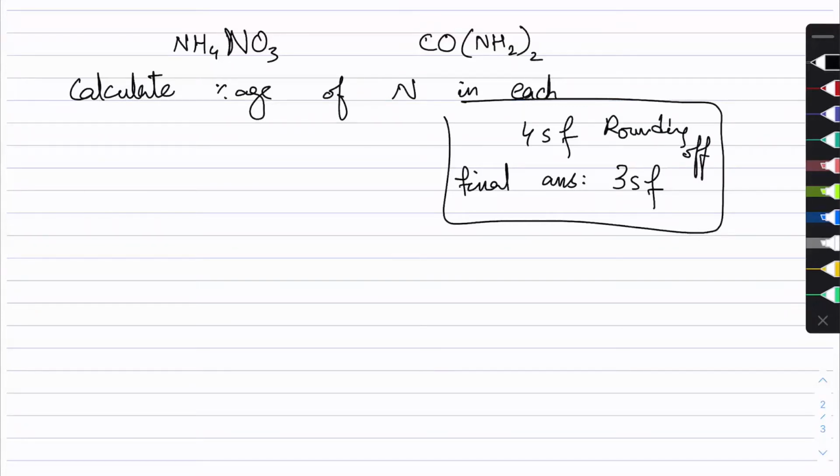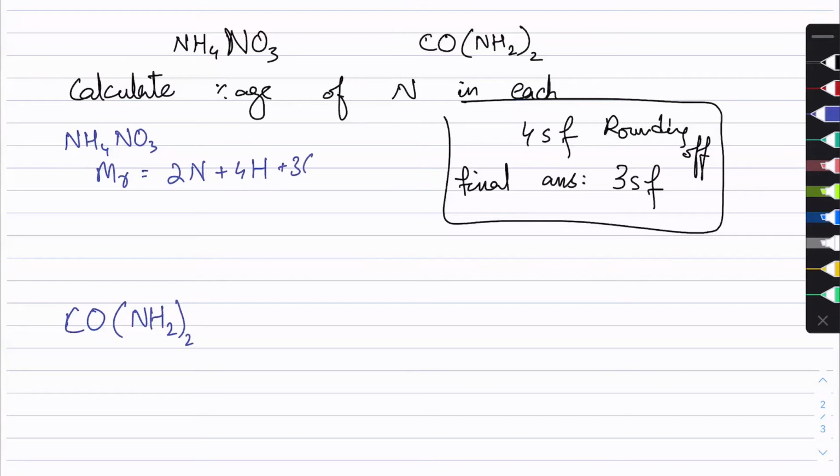Okay. So in case you did not understand, what you have to do is first calculate the MR. So I'll do ammonium nitrate first and urea after that. So NH4NO3. Okay, so the MR, that's the first step. So it is 2 nitrogen, notice that I'm adding all of them up and we just calculate them. So 4 hydrogen, 3 oxygen. So that's 2 times 14 plus 4 times 1 plus 3 times 16. And this will come out to be 28 plus 4 plus 48, which is 80.